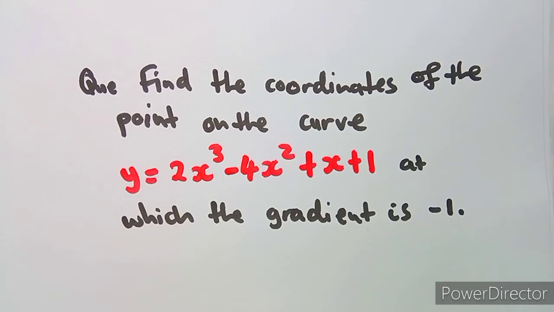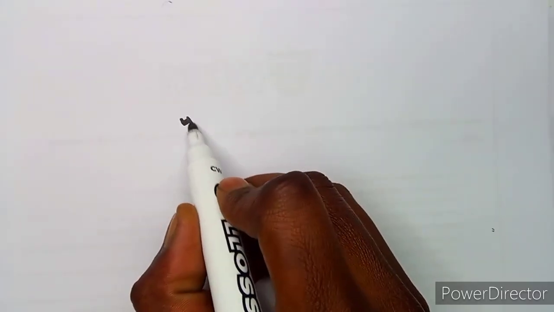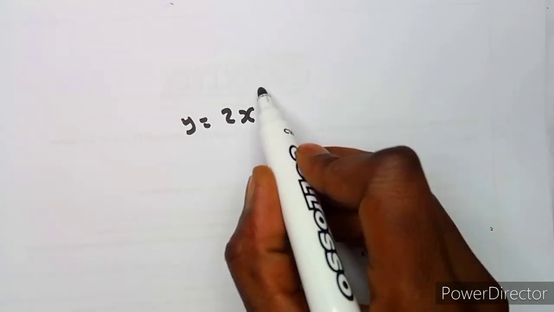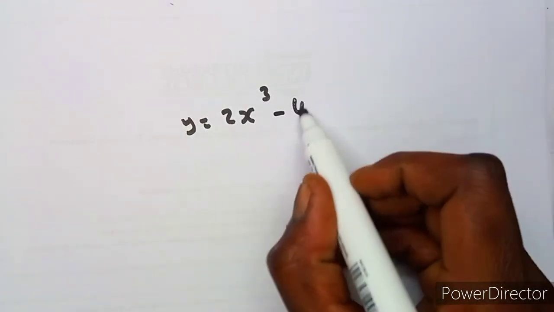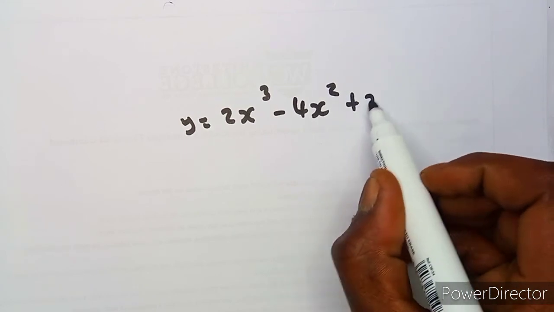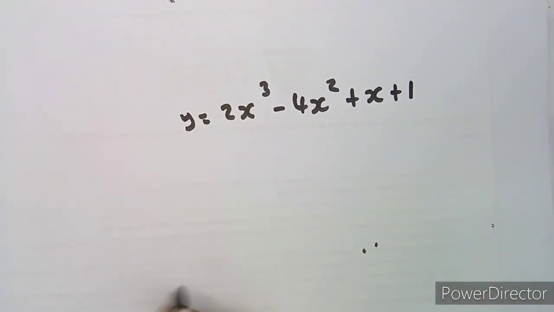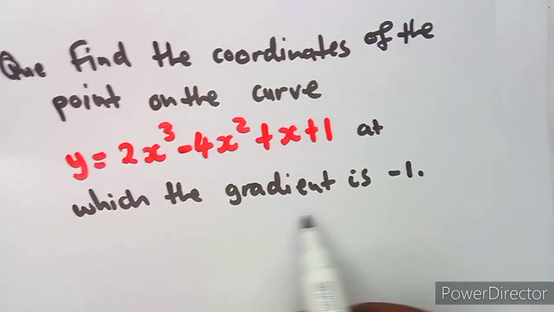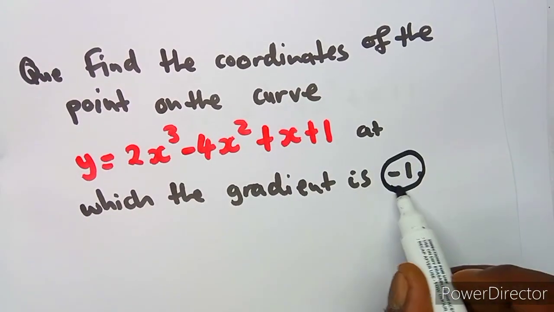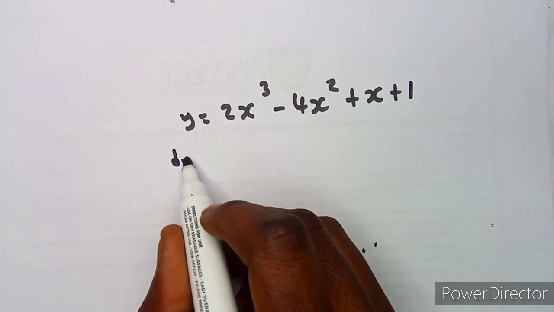Okay, let me just show you what you're supposed to have here. This is y is equal to 2x to the exponent of 3 minus 4x squared plus x plus 1, like this. All right. So this is what you're going to do. Remember, you are given where gradient is what? Where gradient is -1. So you simply find your dy dx.